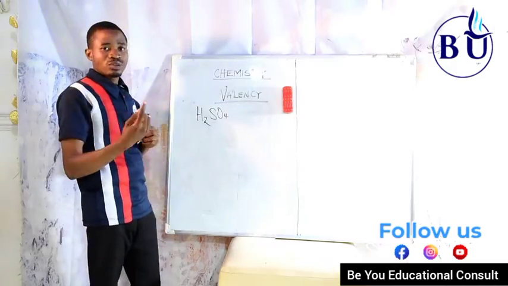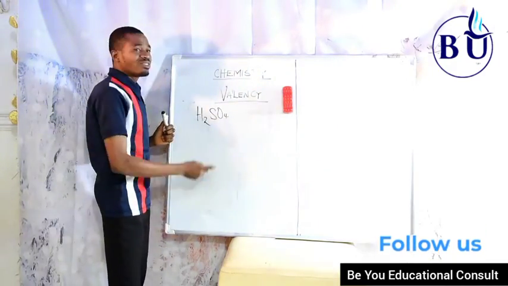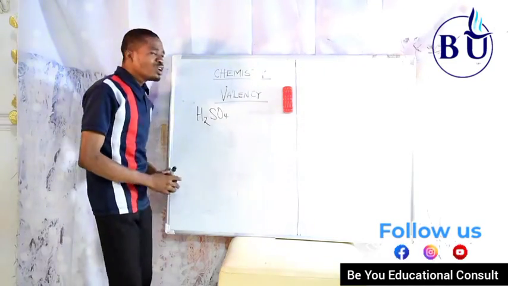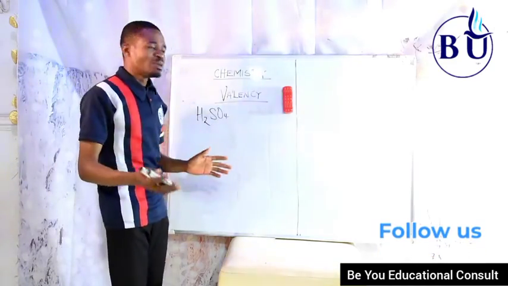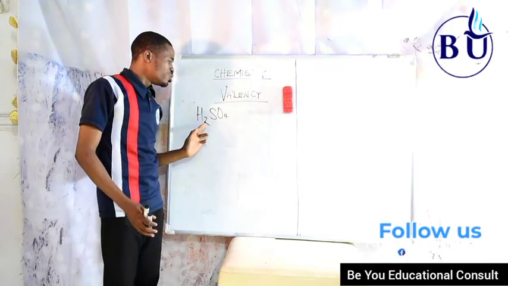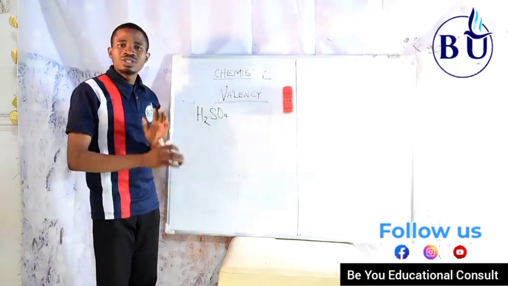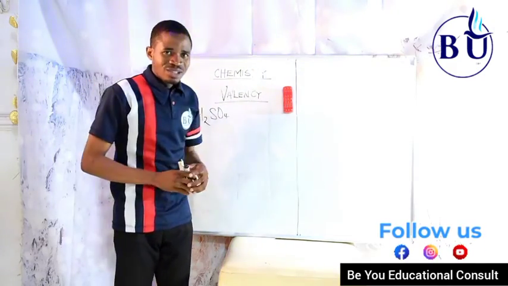I told you earlier that hydrogen has a valency of 1, while this has a valency of 2. So without even looking at it, if you want to know the valency of any element, just look at the element it combines with. If this is 2, and this becomes 1, know that the valency of this becomes 1. It's just as simple as that. You get what I'm trying to say?